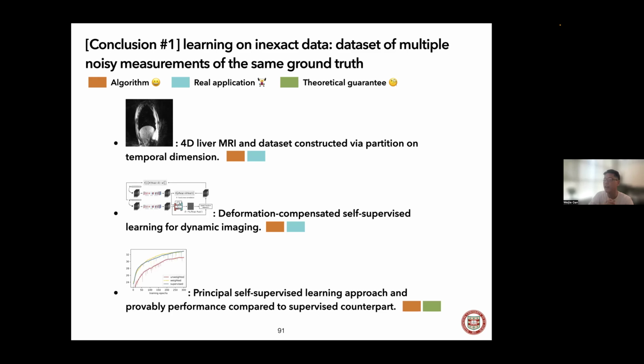The last work is not directly related to the first two works, but it is highly related and provides a theoretical insight into why this training strategy works. It's about algorithm because it considers a new imaging model. We have our new self-supervised loss with a weighted matrix and so on. So it's a new algorithm, and we also have a theoretical guarantee in this case.